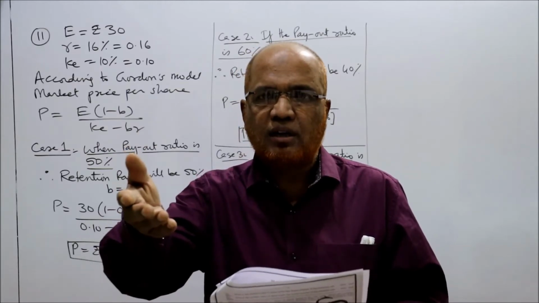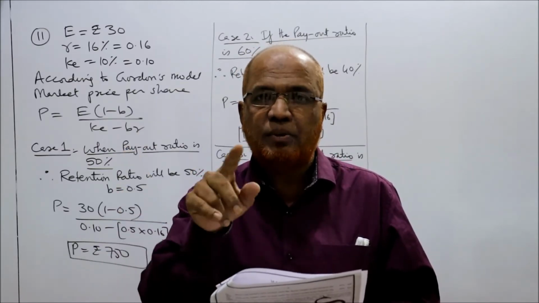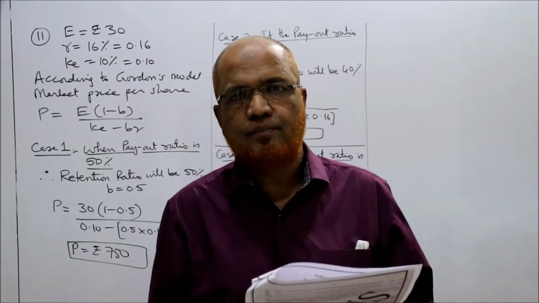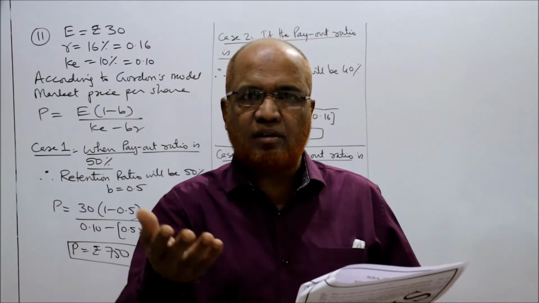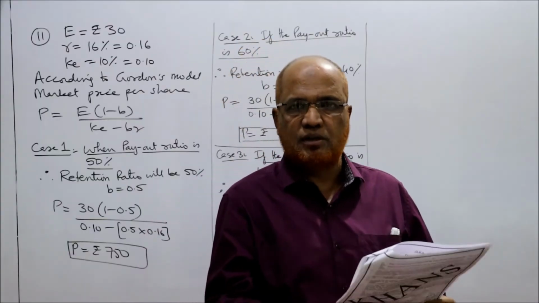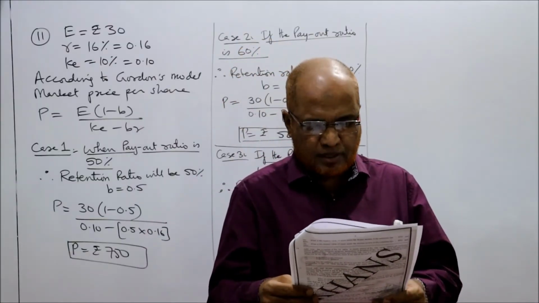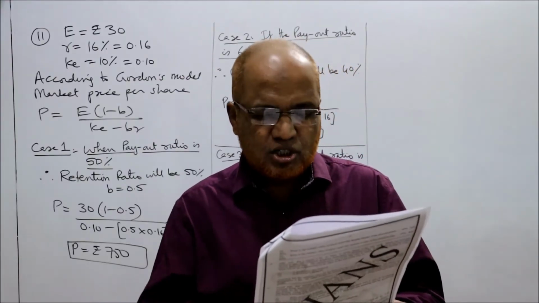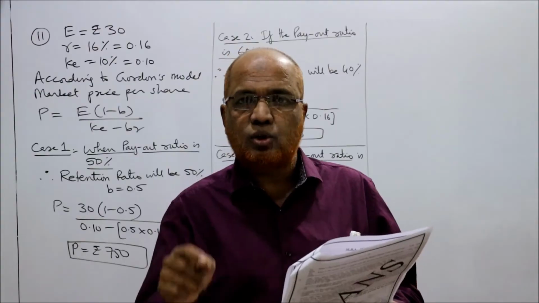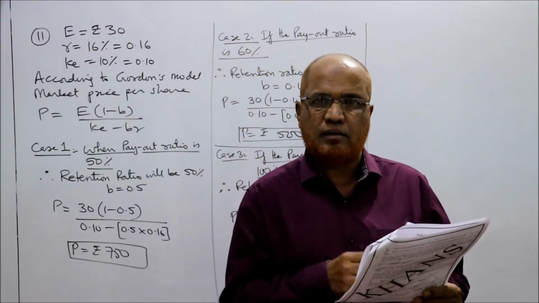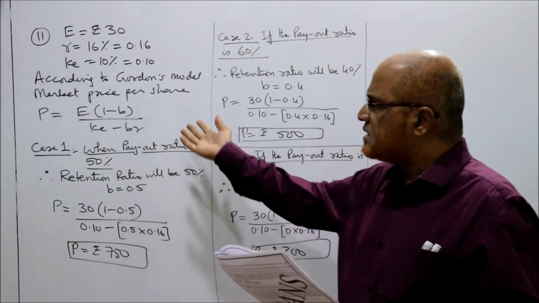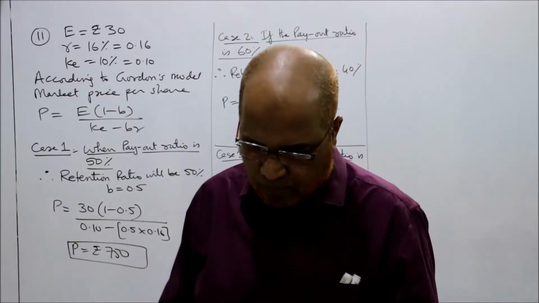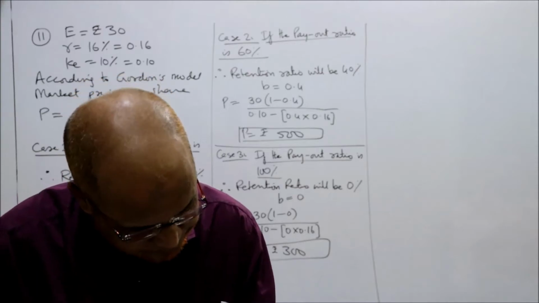When payout is 40, retention is 60. So B is equal to 0.6. Second, when the payout ratio is 60%. When payout is 60%, retention ratio will be 40%. So B is equal to 0.4. And when payout ratio is 90%, retention ratio will be 10%. So B is equal to 0.1. Same, exactly same. Only figures are different. So you can do this 12th problem as your practice homework problem.